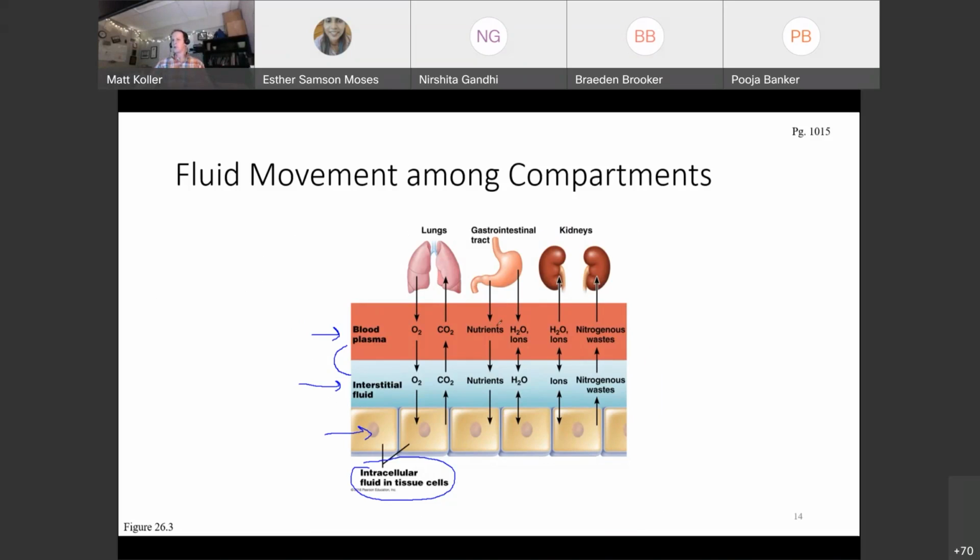Nutrients is more of a one-way path, right? So, well, a lot of them are one-way paths, let's be honest. Not all of them, but a lot of them. Nutrients, you eat food, gets absorbed into your gastrointestinal tract, and then it goes into the blood, into the interstitial fluid, and then into the cells. Water can pass in between the cells and the interstitial fluid and the blood plasma, and same thing at this point at the kidneys.